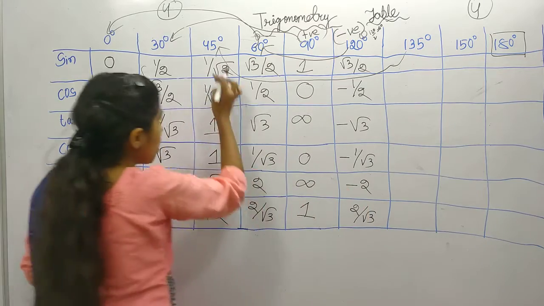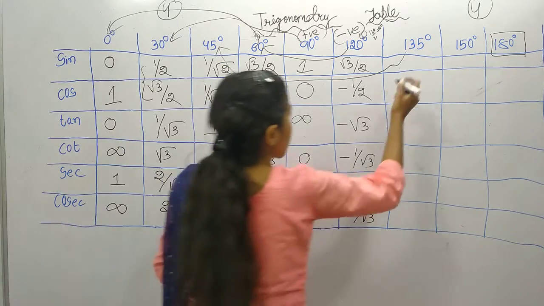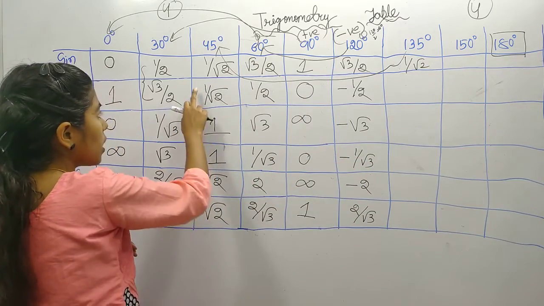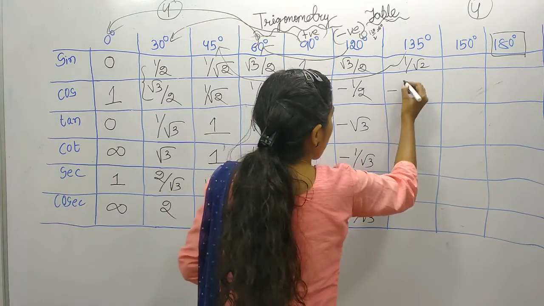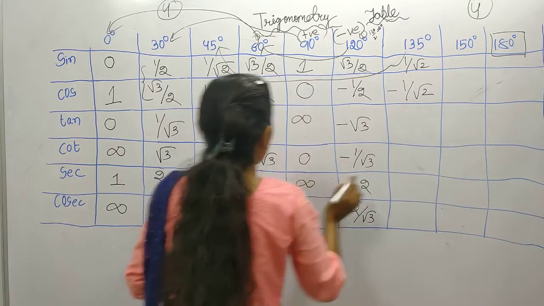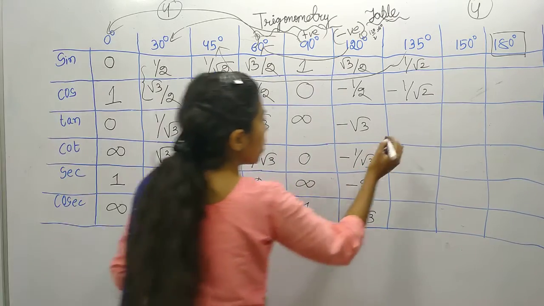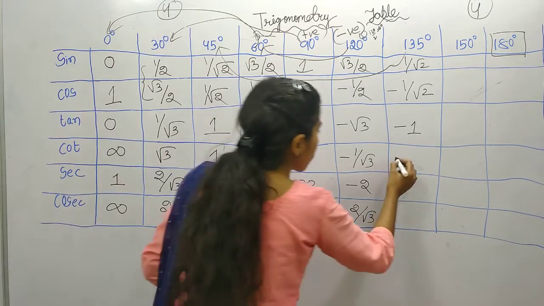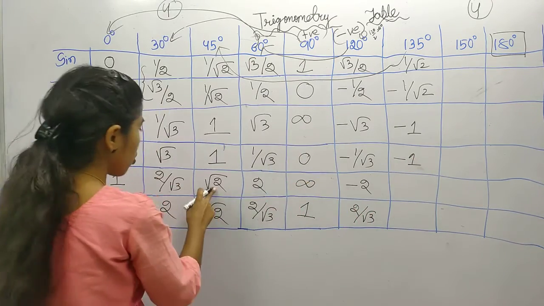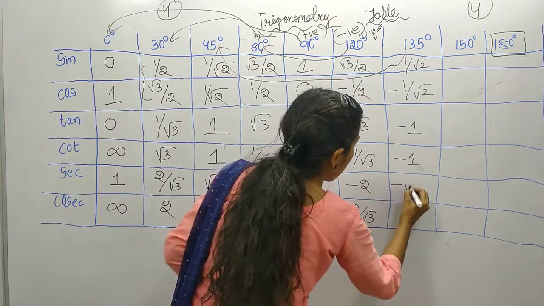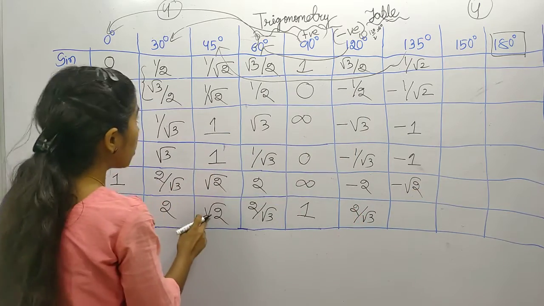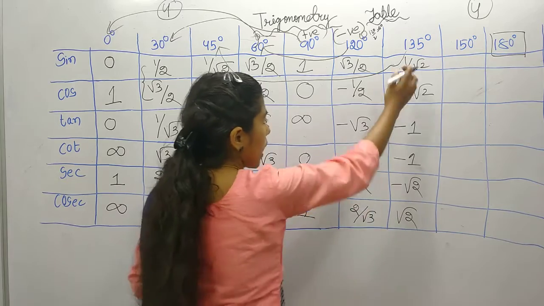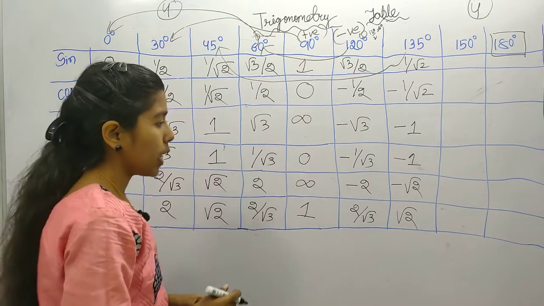So here you see 1 by root 2, same. Here also 1 by root 2. Next, here is 1 by root 2, here minus 1 by root 2. Next here 1. Here it will become minus 1. Here root 2. Here it will become minus root 2. Here root 2. So here also root 2. Sine and cosec can never be negative.